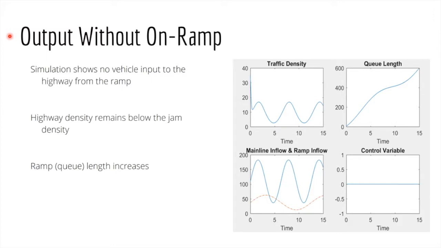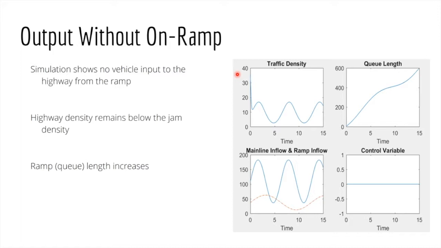Output without on-ramp. This simulation shows various variable outputs when there is no vehicle input onto the highway via ramp. As seen in the figure, the mainline traffic density oscillates but never reaches the critical or max density of the highway. The mainline will never have a traffic flow breakdown.